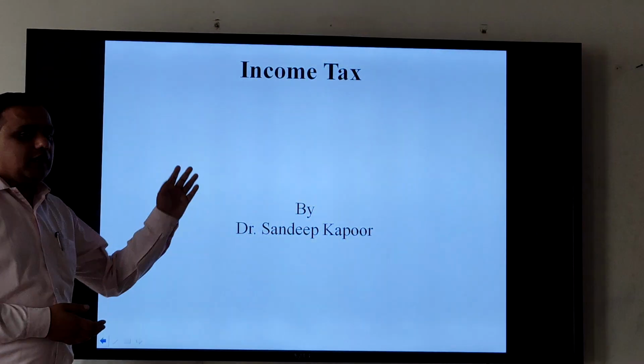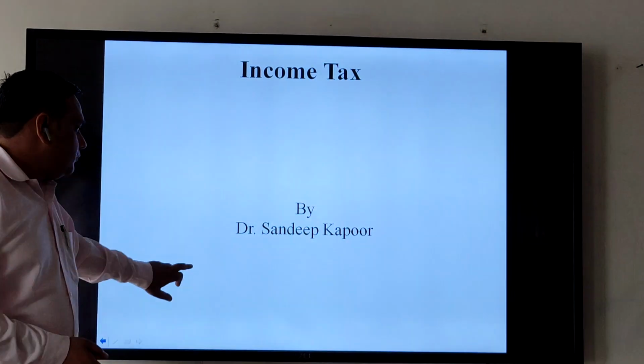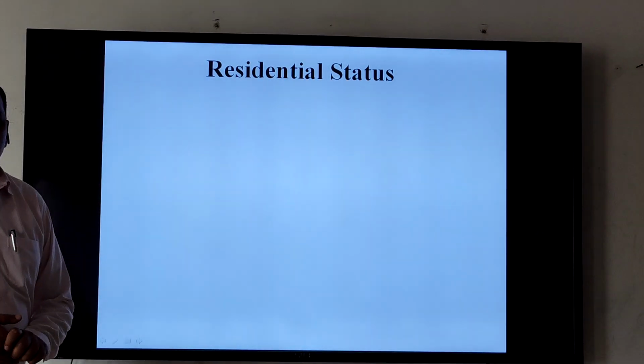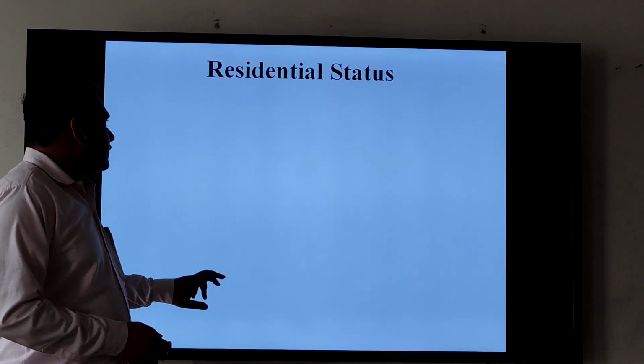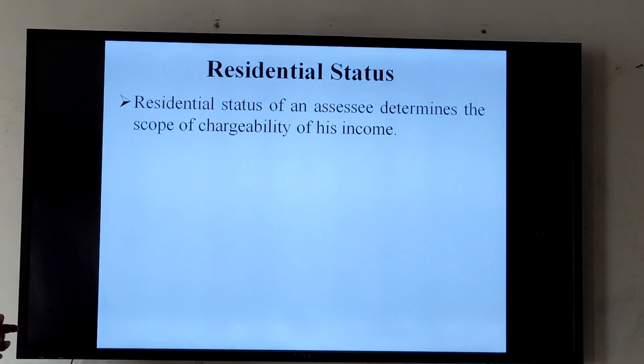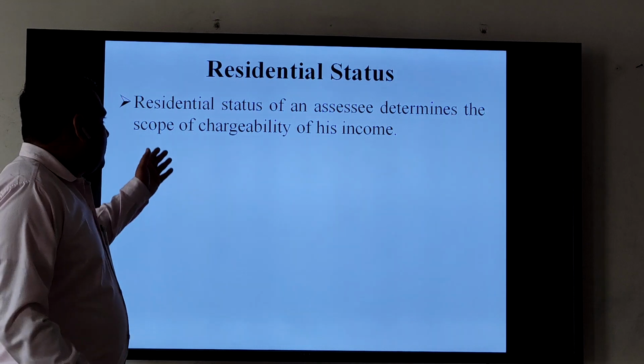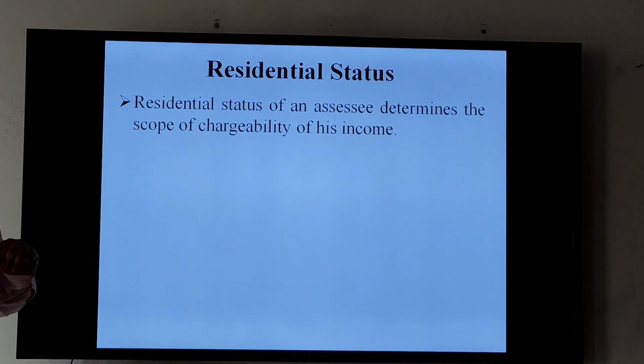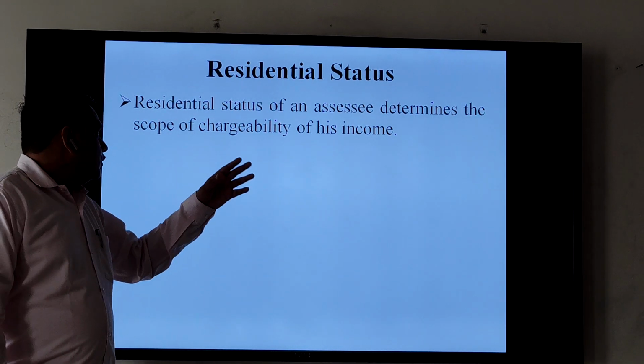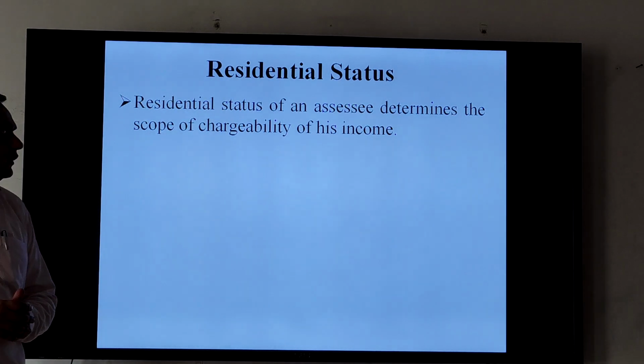Today I am going to take a class on income tax. Under income tax, I am going to cover a special topic, that is residential status. The residential status has a very important point in the income tax. The assessee, any assessee, determines the scope of chargeability of his income.